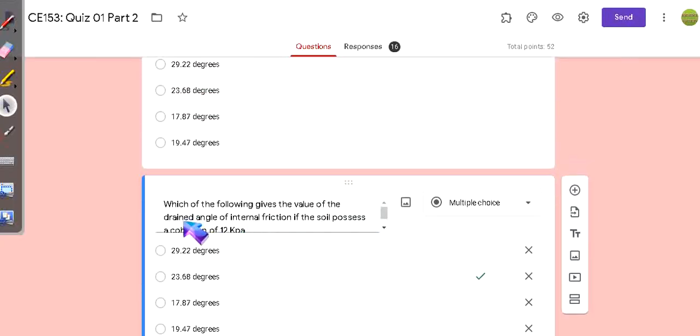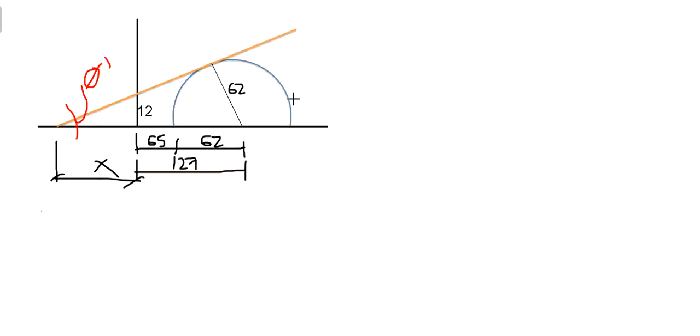So, drained angle of internal friction. So, kailangan lang natin kunin yung ating drained soil. So, ito yung drained soil natin. Ito yung sinolve natin kanina, yung 65 and then 62. Kaibahan lang dito, meron na tayong cohesion dito sa ating y-axis. So, meron na tayong 12. So, mag-a-adjust yung ating angle, yung ating failure plane.